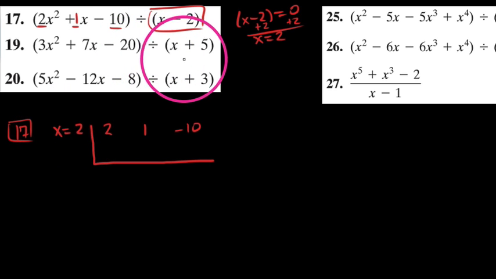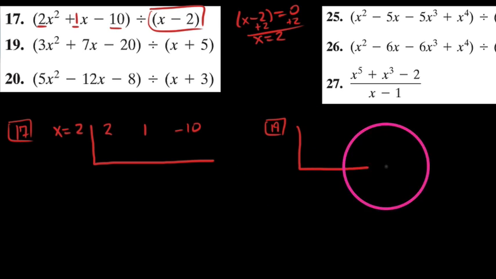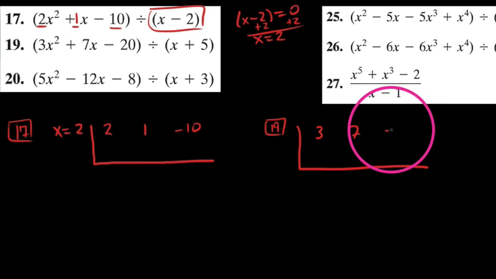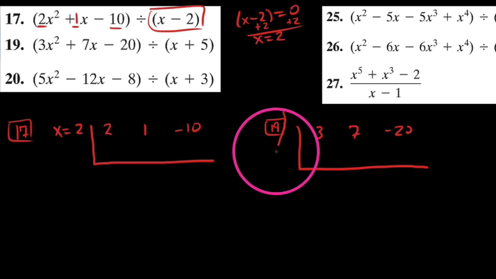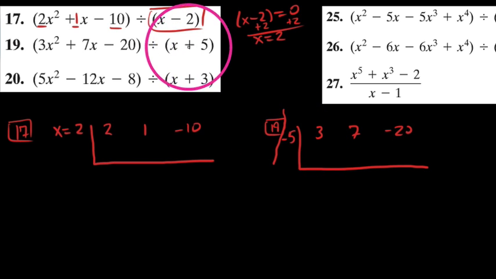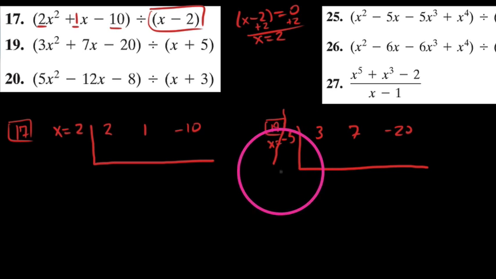Okay, and for something like 19, where I'm dividing by x plus 5, when we set it up, we would have 3, 7, and negative 20 on the inside. I realize that I shouldn't have put 19 so close to this, but basically we would put a negative 5 on the outside, because we're dividing by x plus 5. Then x would actually equal negative 5.